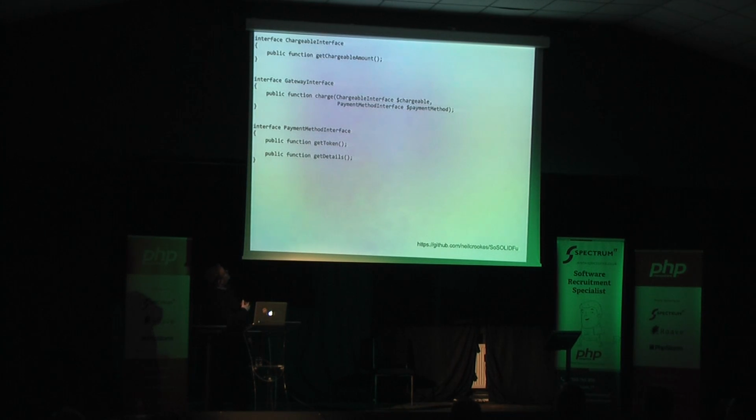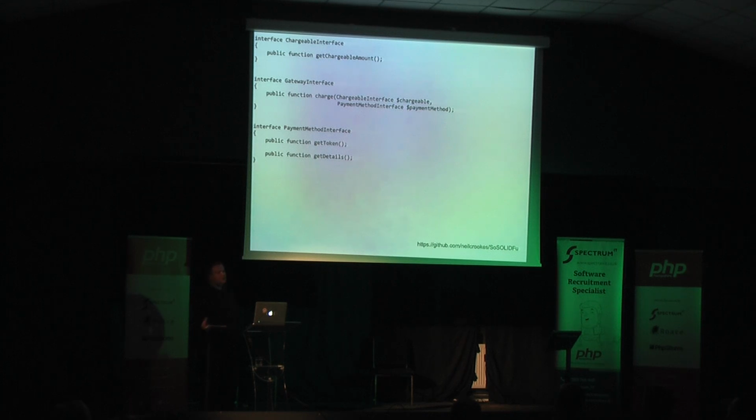So what that means is represented by these three new interfaces that we've got here. We've got a chargeable interface, with a method on there, get chargeable amount. That could be, a basket implements the chargeable interface, has a get chargeable amount on there for the basket value. A recurring subscription product can implement that. Get chargeable amount could be the cost of that product at regular intervals.